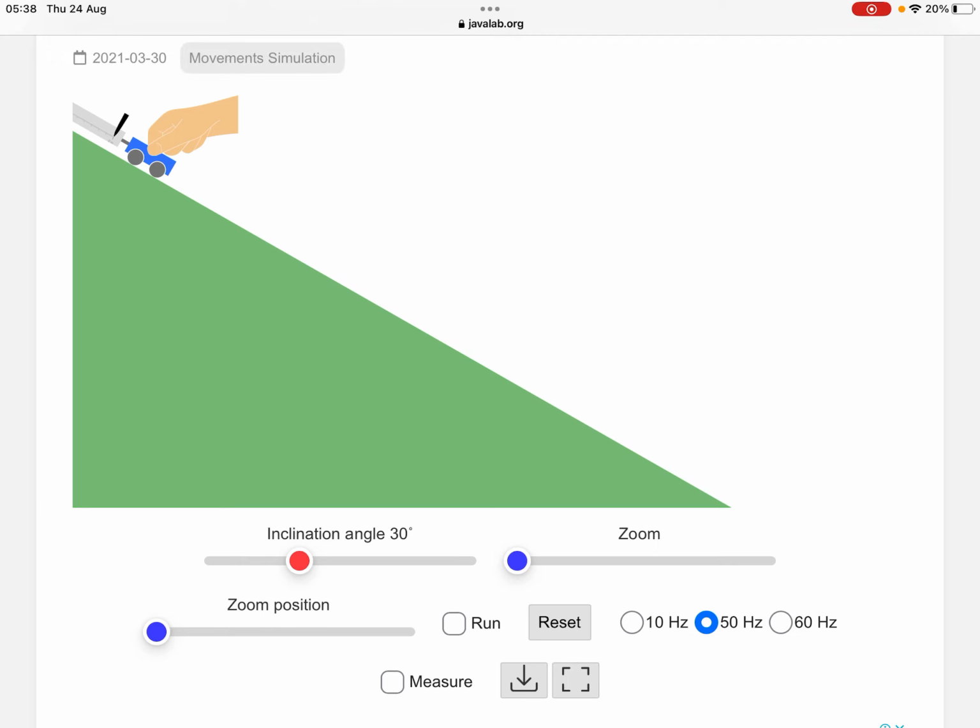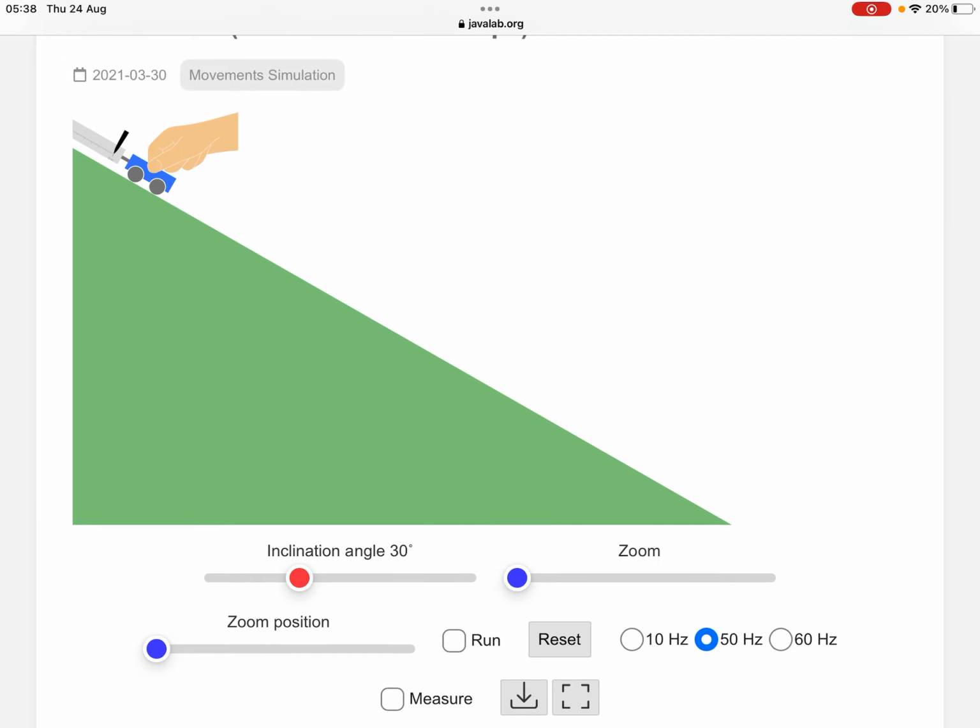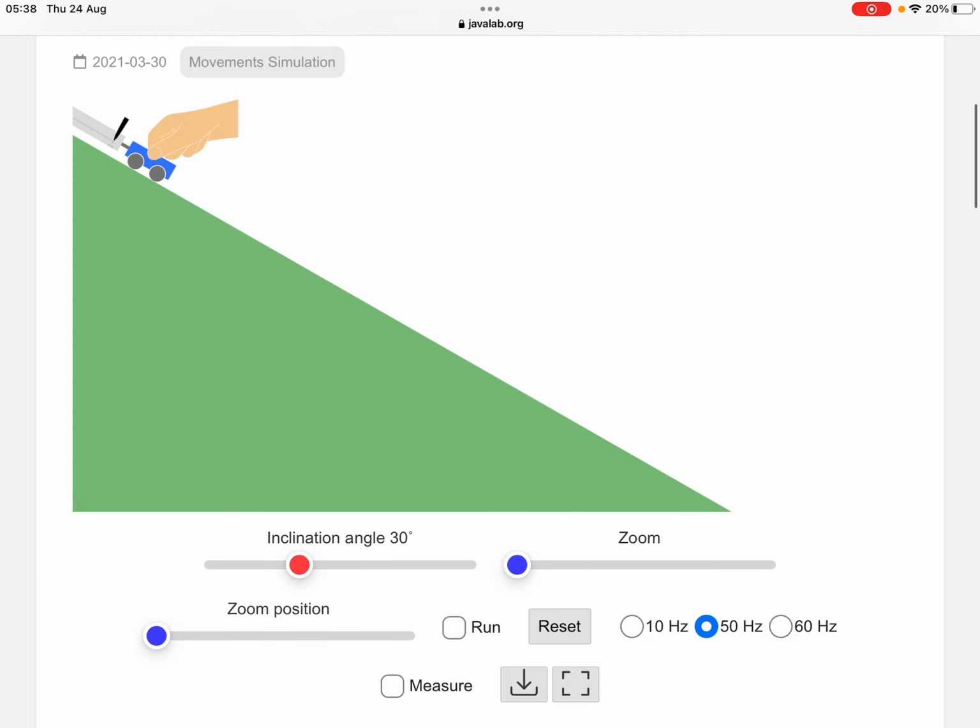So you can see the starting point is here. As you can see, there is like a pin which is vibrating. So this is actually the ticker tape. Sorry, the ticker timer. So it vibrates. It is the tip of the ticker timer. As you can see, it vibrates at a frequency of 50 hertz. So let's measure. Let's run first.